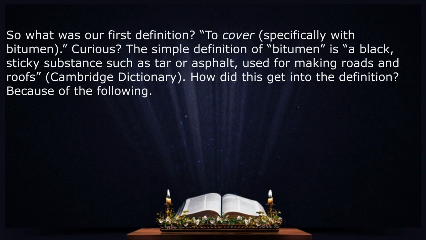So what was our first definition? To cover, specifically with bitumen. Curious? The simple definition of bitumen is a black, sticky substance, such as tar or asphalt, used for making roads and roofs. How did this get into the definition? Because of the following.